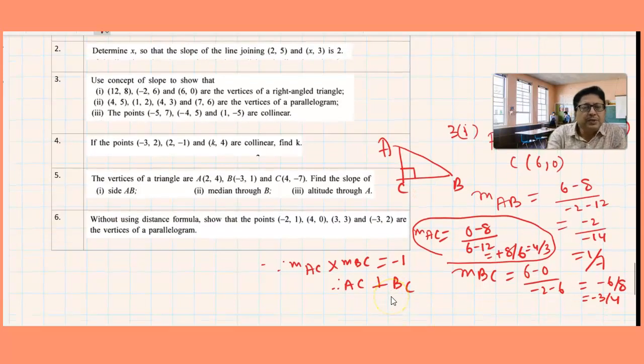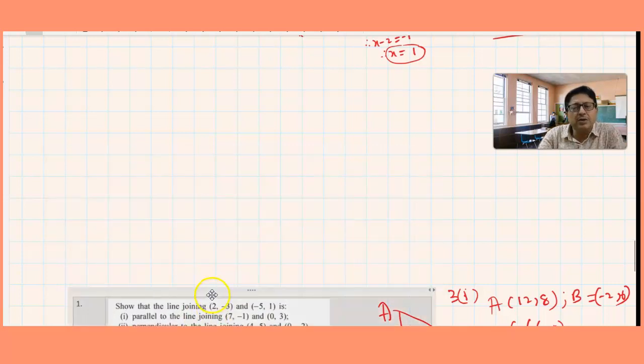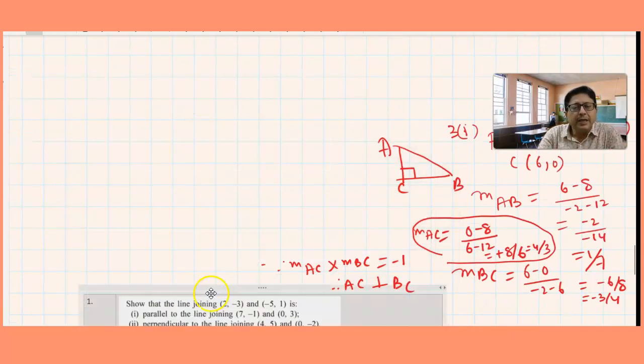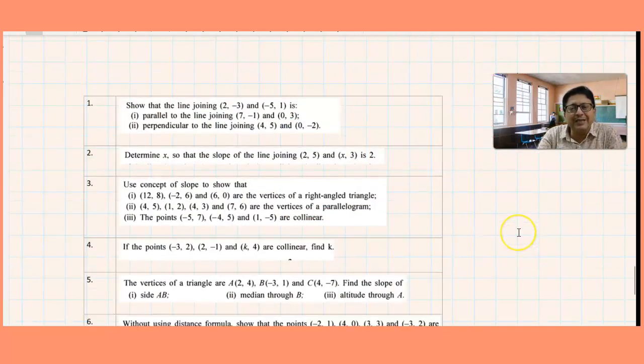Similarly, to prove these are the vertices of a parallelogram, you just use the concept of slope. Distance formula you already used. The distance formula was there in class 10 course. All of you are familiar with that. But without distance formula, just by using the concept of slope, we can get it easily, nicely. How to?